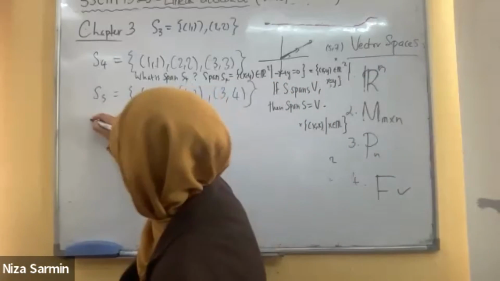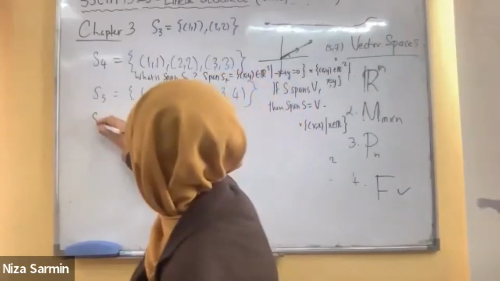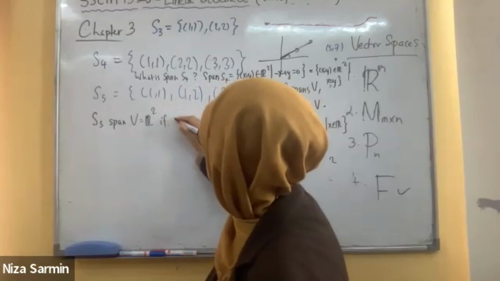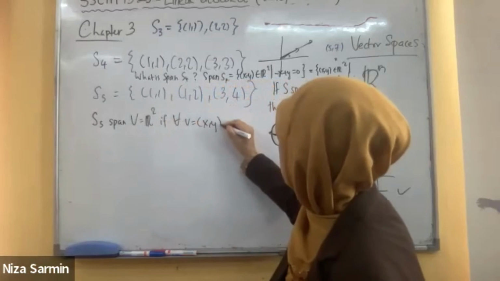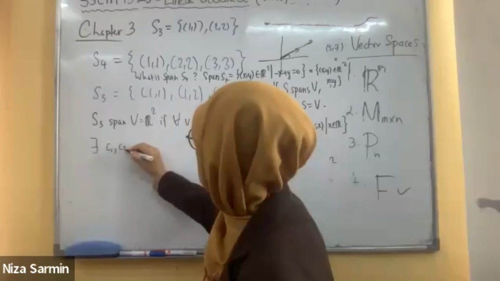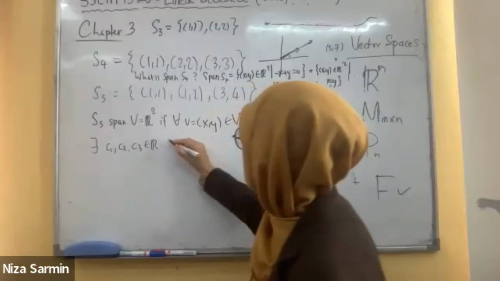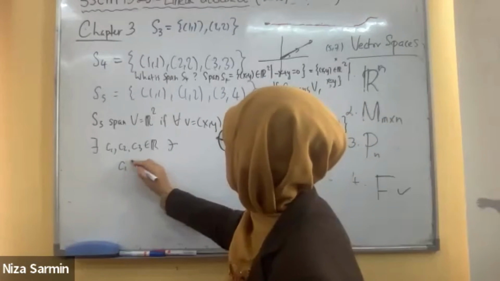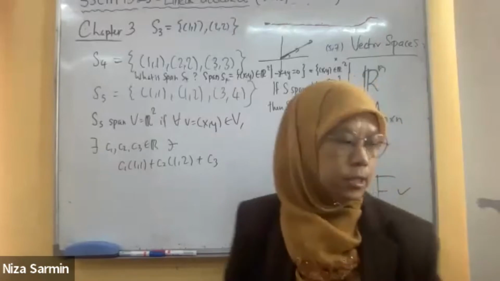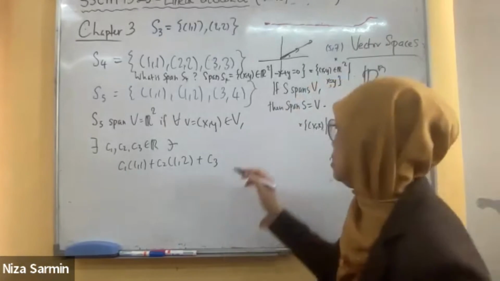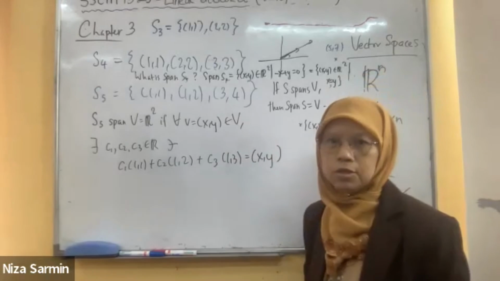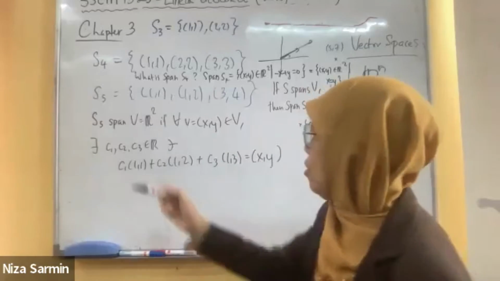So you just write it again: S5 spans V, which is R2, if for all (x, y) in V, there exist C1, C2, C3 in R such that C1 times (1, 1) plus C2 times (1, 2) plus C3 times (1, 3) equals (x, y). This is the same definition that I used before.